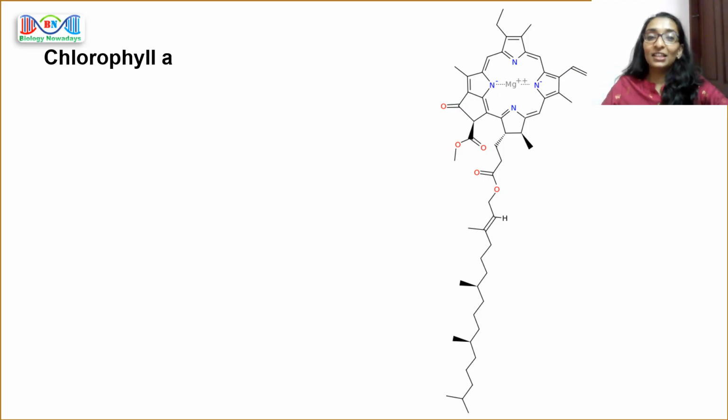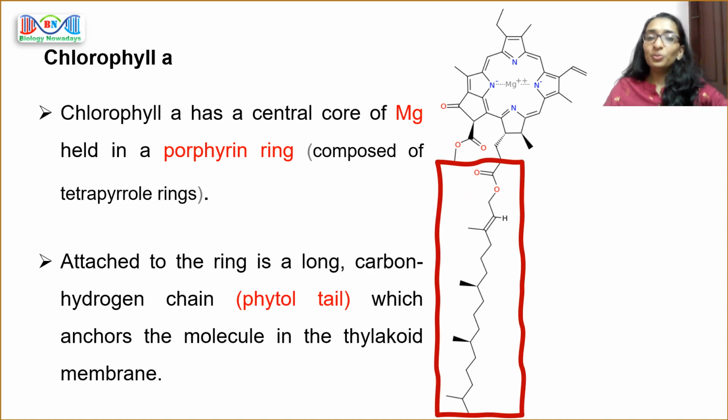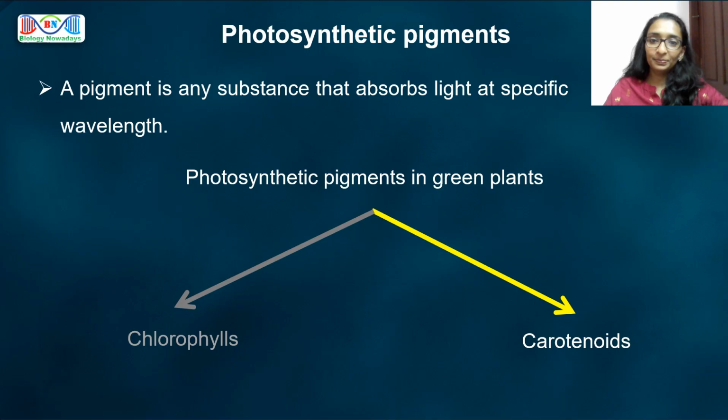Chlorophyll A is a large molecule with a central core of magnesium ion held in a porphyrin ring. A porphyrin ring is composed of tetrapyrrole rings. Tetra means 4, so in other words, 4 pyrrole rings with alternate single and double bonds. Attached to the porphyrin ring is a long carbon-hydrogen chain called the phytol tail. It helps to anchor the chlorophyll A molecule in the thylakoid membranes of the chloroplast.